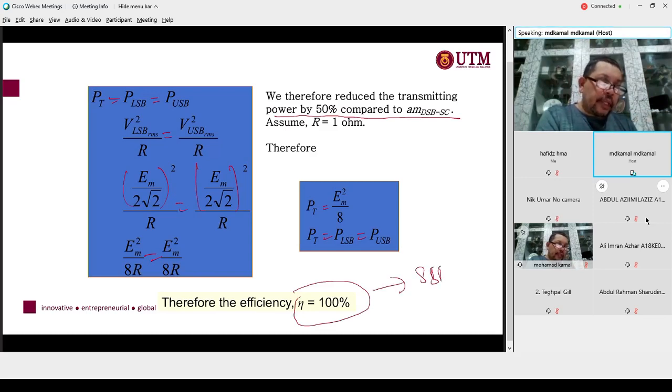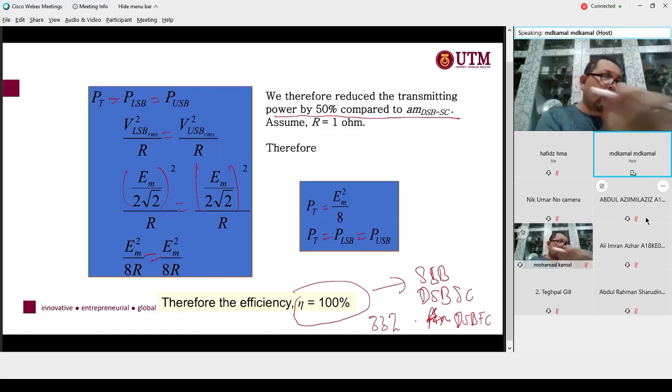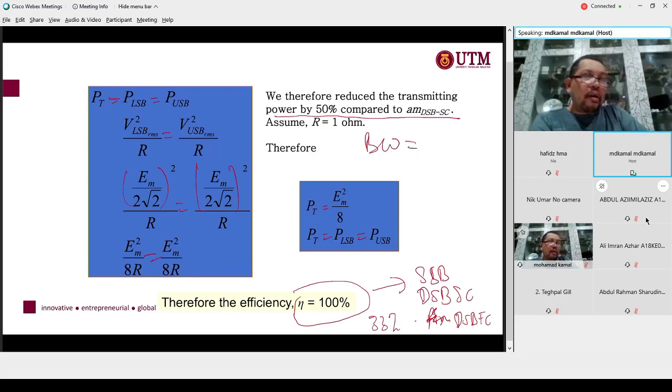So it means that for SSB and DSB suppressed carrier, the efficiency is 100%. It is 33% for AM or DSB full carrier. Okay, so we have efficiency of 100% for single sideband and double sideband suppressed carrier. The only thing here is that the bandwidth is getting bigger compared to the single sideband. Okay, so what is the bandwidth? What is the bandwidth of transmission for the single sideband? Anybody knows what is the bandwidth of this?